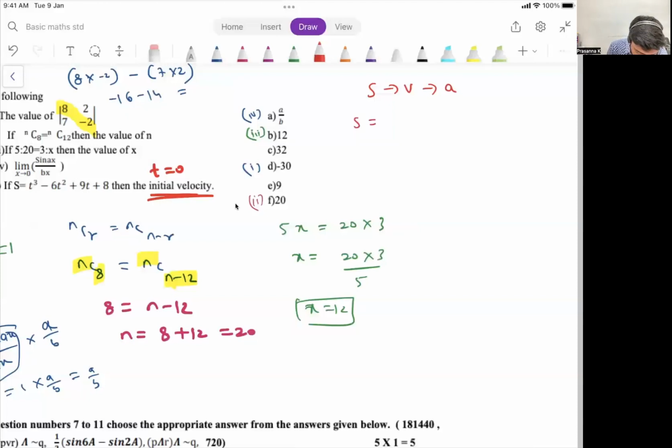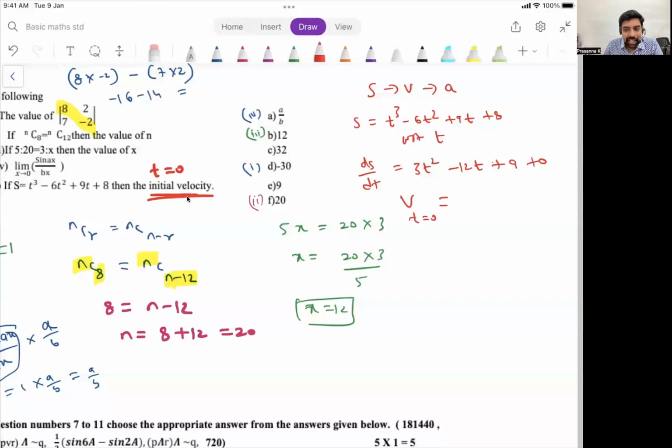So the given equation is S equals t cube minus 6t square plus 9t plus 8. So I will differentiate this with respect to time. So ds by dt equals 3t square minus 12t plus 9, and 8 differentiation is 0. This is velocity. But now we want initial velocity. Initial velocity means velocity when time equals 0. So in place of time, I will substitute 0 so that I will get initial velocity. All right. So now in this equation, wherever you find time, that is t, substitute 0. So 3 into 0 is 0, minus 12 into 0 is 0, plus 9. So 0 plus 9 is 9. This is initial velocity. So fifth one answer is 9.